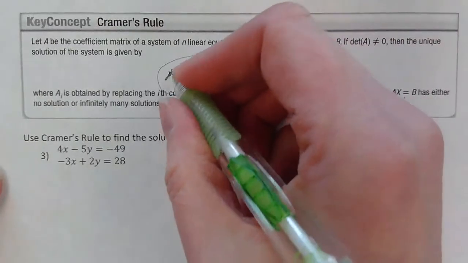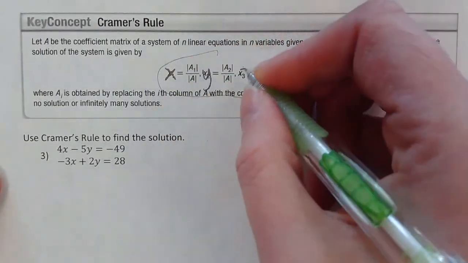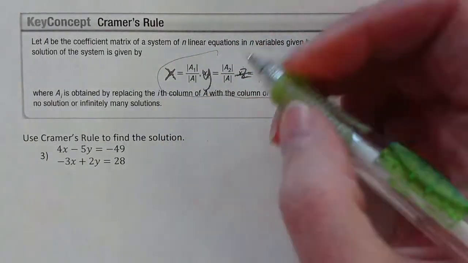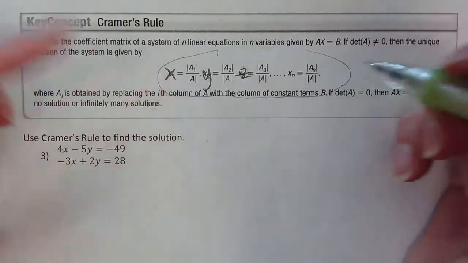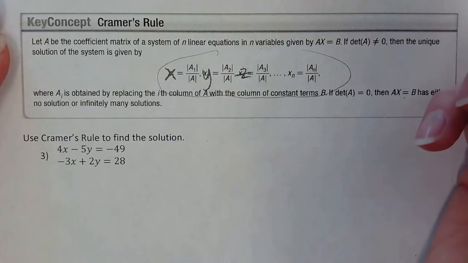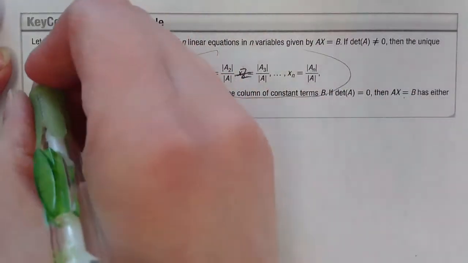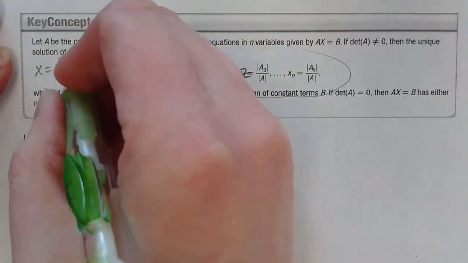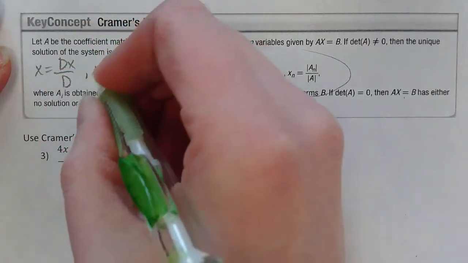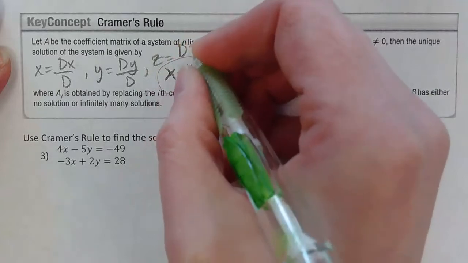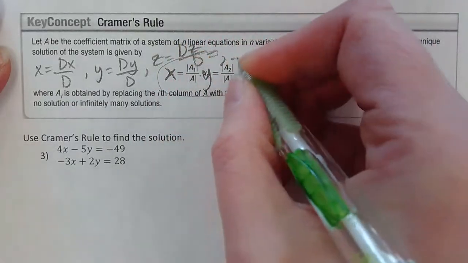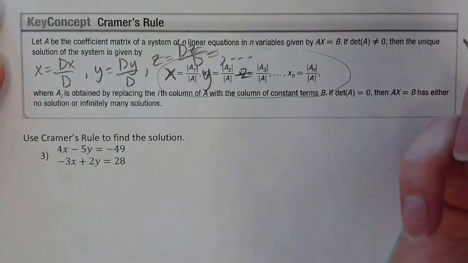What they're trying to do is talk about X and then Y and then Z, and they use A1s and A2s. I like what they're trying to show here, but I think it's really confusing. So I'm going to say that X is going to be dx over d, Y is going to be dy over d, Z is going to be dz over d, and so on and so forth. And I'm going to show you how to get that.